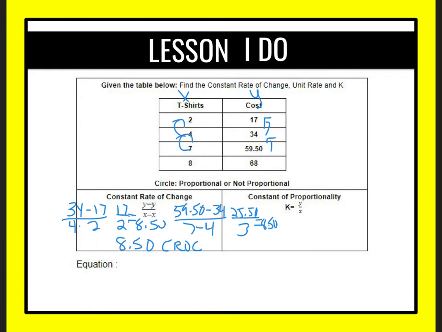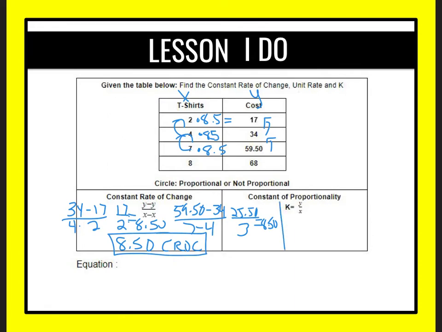Well, let me see if that works. If I take 2 times 8.50, does that give me 17? Let me check. Yes, it does. 4 times 8.5 is, ooh, what do you know? $34. That means that 7 times 8.5 is also going to be $59.50. And you can check and see if that's your constant rate of change. So it looks like that's what I might be paying per shirt.